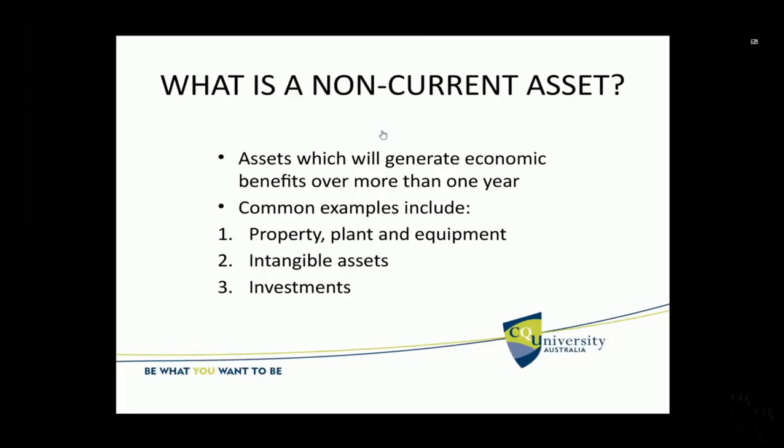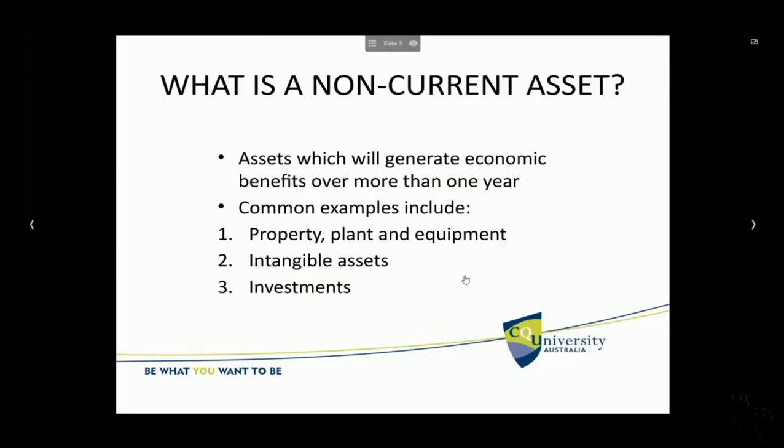We're looking at the non-current assets now. So the assets which are going to generate economic benefits for more than that 12-month period, more than that 1 year period. So some of the common examples, property, plant and equipment. And we always get a question, what on earth is plant, or plant, whichever way you want to pronounce it. And I've covered that on the next slide.